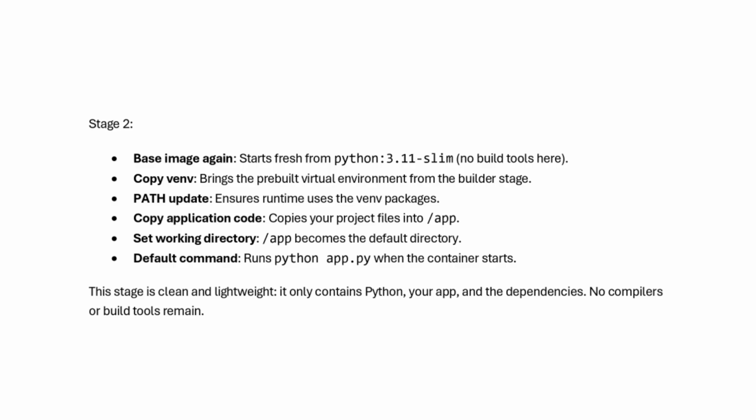Path update. This ensures runtime uses venv packages. Copy application code. This copies the project's files into the /app working directory. /app becomes the default directory. Default command. This runs python app.py when the container starts. So this stage is clean and lightweight. It only contains Python, the application, and the dependencies. No compilers or build tools remain, so the image is lightweight.